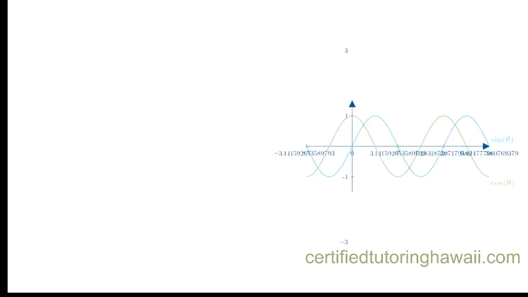A very important observation is how closely related these two graphs are. Let's look at them side by side. Notice that the graph of cosine looks exactly like the graph of sine but shifted to the left by pi over 2. In other words, if you take the sine wave and move it pi over 2 units to the left, it lands perfectly on the cosine wave.